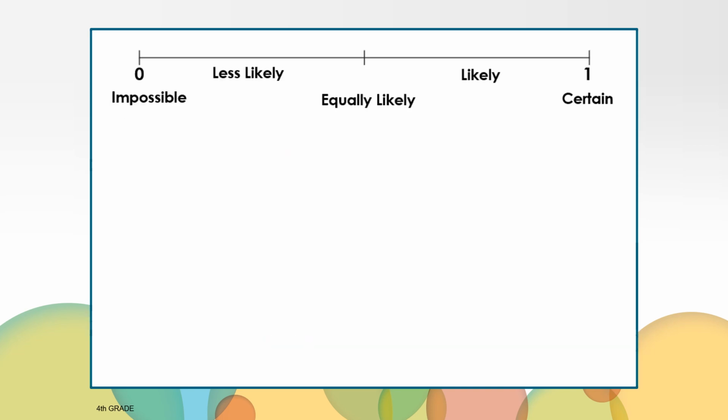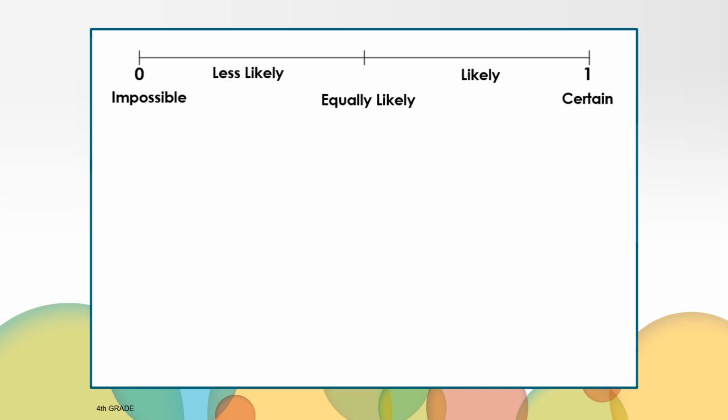Let's think about some other examples and where we might put them on our continuum. Draw a line on your paper with 0, half, and 1 in the correct spots. As I read each example, think about the likelihood of that event or outcome occurring.